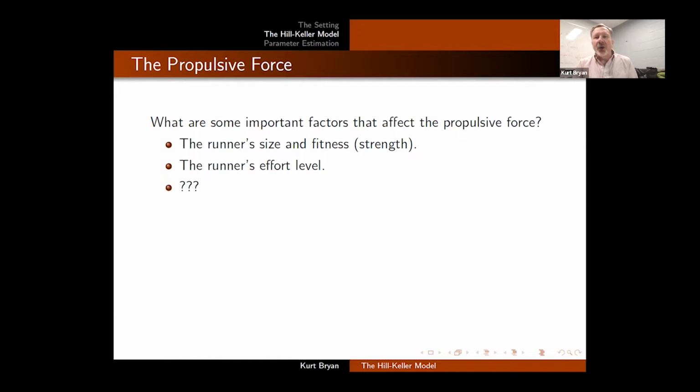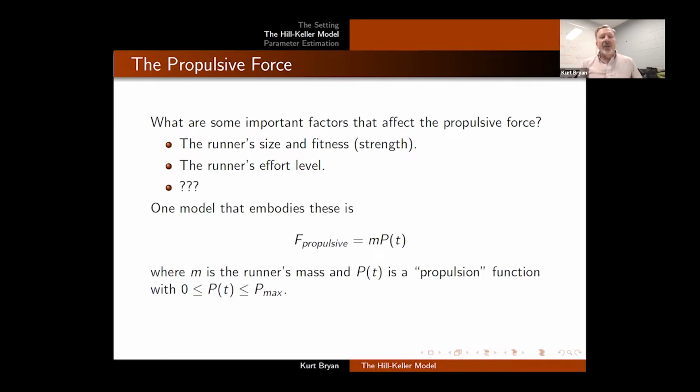And then I leave it open to the students themselves. If they're new to modeling, they'll throw out some, let's say, questionable stuff. And this is where I provide a bit of guidance as necessary to say, no, we're not going to consider the phase of the moon and its effect on the sprinters. Well, I lead them to the Hill-Keller model, where the propulsive force first of all depends on a function P of t. I just call it a propulsion function. And that propulsion can vary between 0 up to some maximum value, P max.